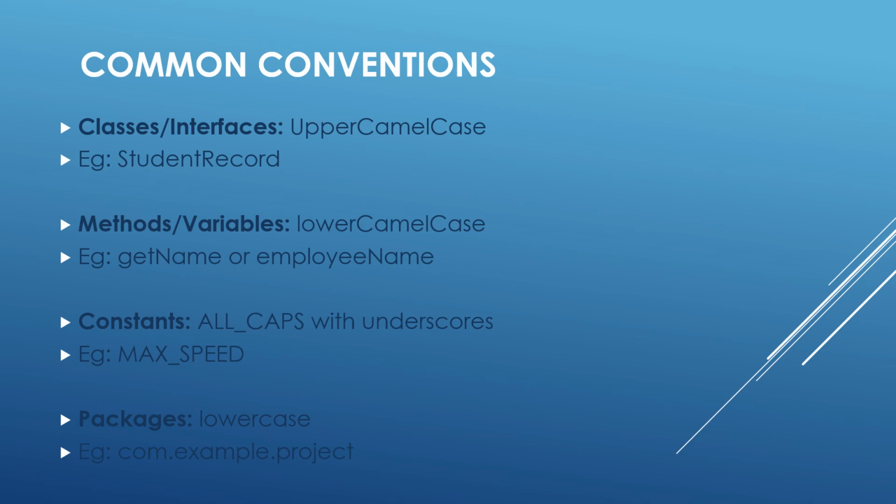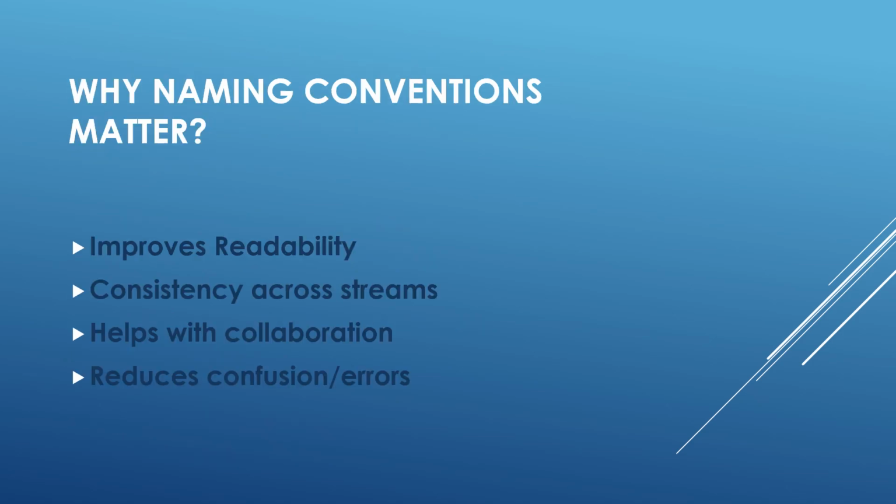Third one, constants. Constants are written in all caps with underscores, for example, MAX_SPEED. Finally, the fourth one is packages. Packages are always in lowercase, such as form.example.project. Following naming conventions ensures that other developers can easily understand and maintain the code.